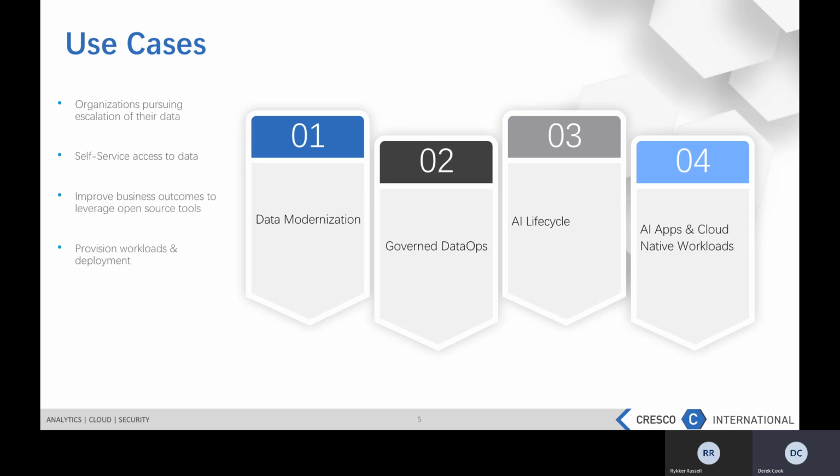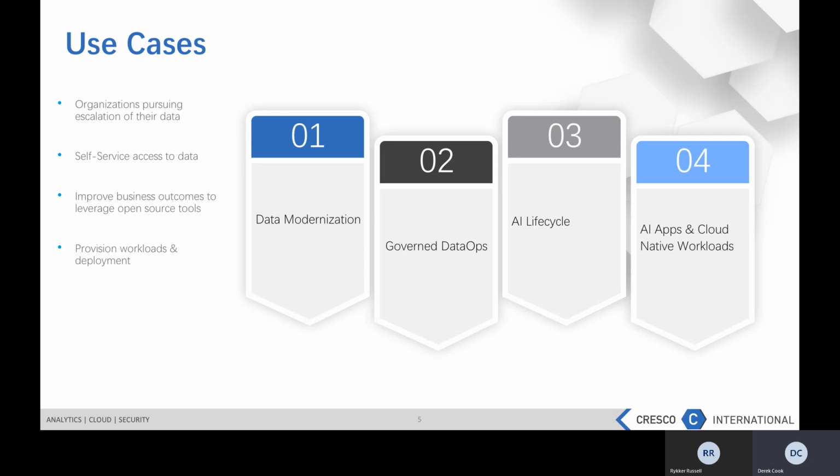And as for the second one, governed data ops. These are typically for users wanting self-service access to data and having challenges regarding the data governance and their quality issues. And as for the third use case, it's going to be an automated AI lifecycle.